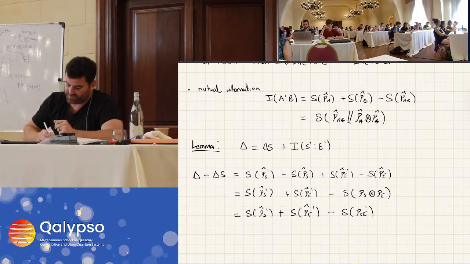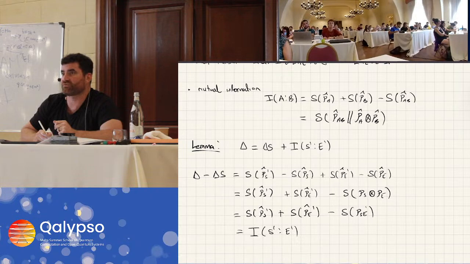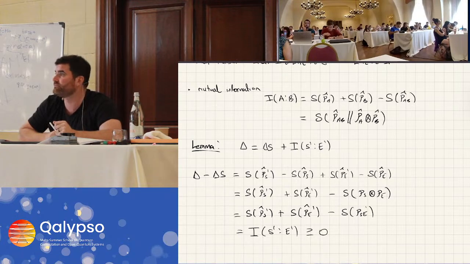And there you have it, right? By definition, this thing is the mutual information of rho SE prime, I(S':E') by construction. And because that's a relative entropy, due to Klein, this thing is greater than or equal to 0. Because it's a relative entropy. Okay?